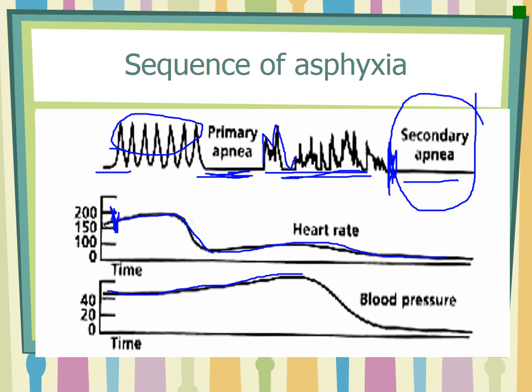So then the baby goes into secondary apnea, and if we have not intervened by this point, then there's going to be fetal demise. So if a neonate is born and they're not breathing, we're always assuming they're in the secondary apnea, meaning we want to act quickly and effectively.